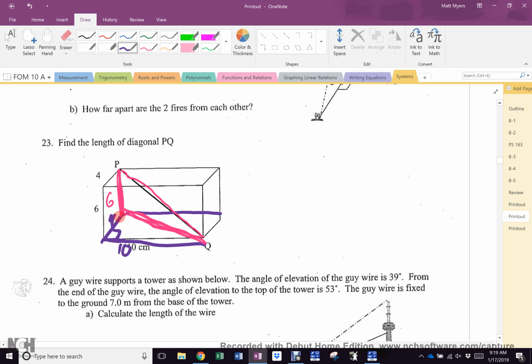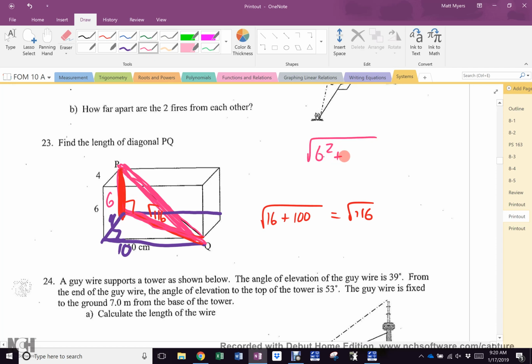What's the square of 4? 16. What's the square of 10? 100. So it is the square root of 116, correct? So once I know that is the square root of 116, do I now know this and this? And what angle is right here? 90, because it's from the bottom straight up. So this pink line is the hypotenuse of this triangle, which would be the square root of 6 squared plus the square root of 116 squared. 116! So that is 36 plus 116, which is the square root of 152. Which you just get on your calculator.